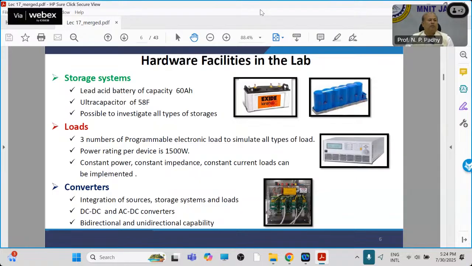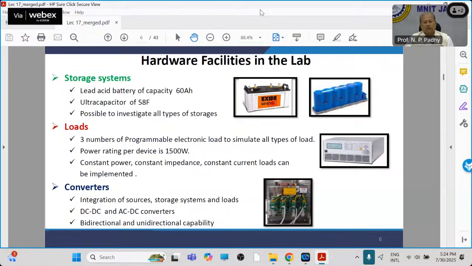Actually we had 1.5 megawatt, sorry, 1.5 kilowatt of load. But instead of making physical loads in the laboratory, we have gone for a smart load setup where all combinations of constant power, constant impedance, and constant current loads can be implemented and realized. DC, AC both, everything is possible.